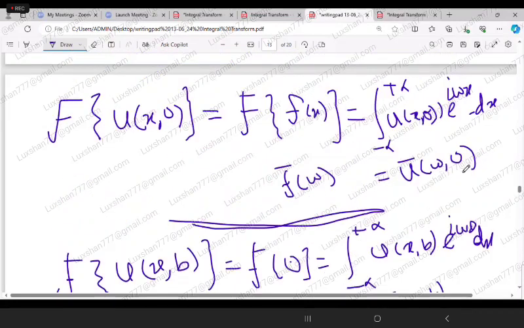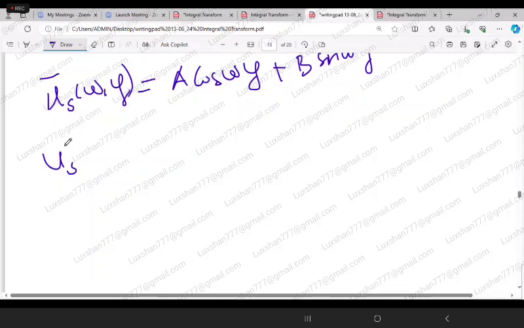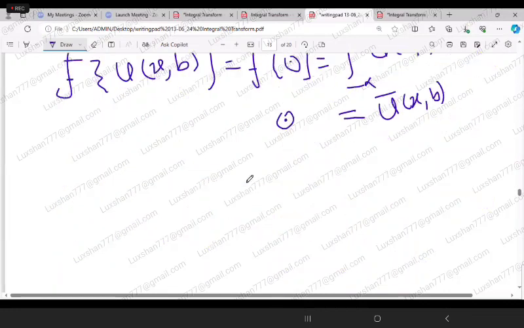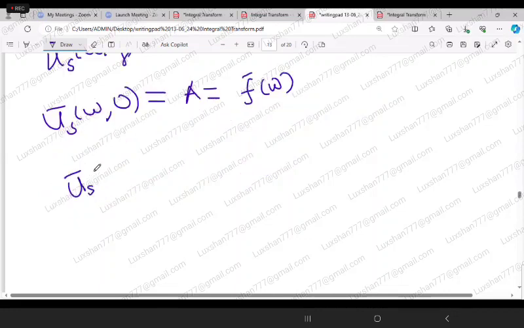Now if you put y equals 0, this part vanishes. We get a, but u omega 0 is equal to what? F bar omega. So we have got this one, a equal to F bar omega. Okay, F bar omega.